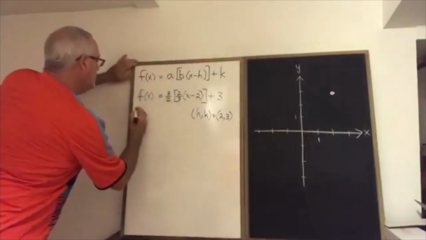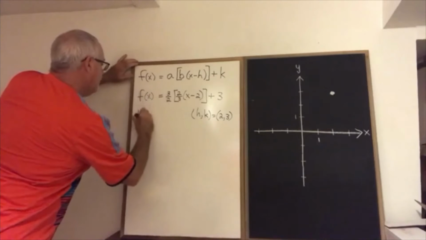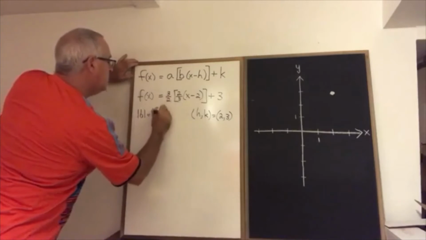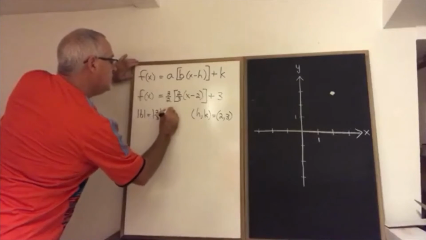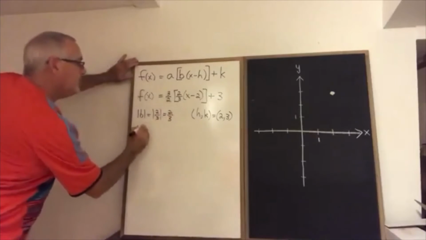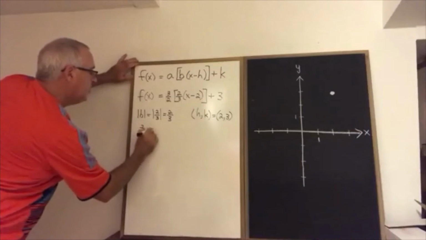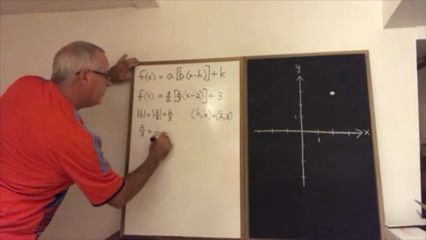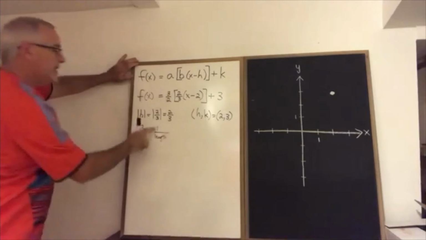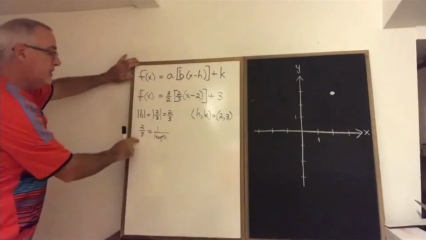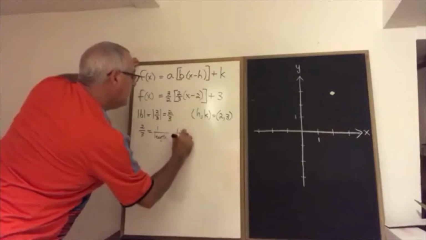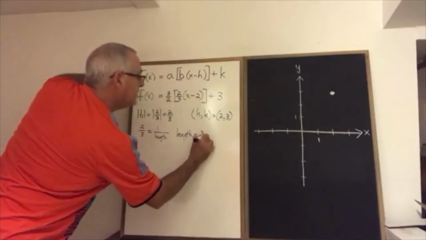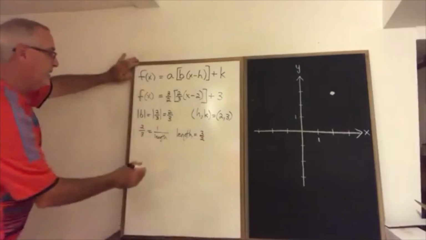Next, the absolute value of b equals the absolute value of 2/3, which is 2/3. Now this is equal to 1 over the length. Therefore, since 1 divided by 3/2 is 2/3, the length is equal to 3/2. Or 1.5 if you prefer decimal.